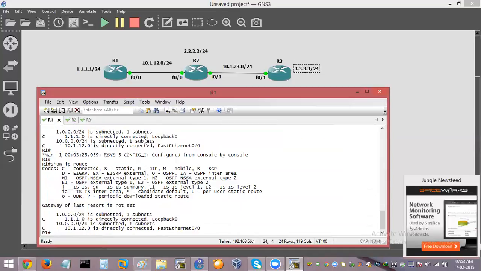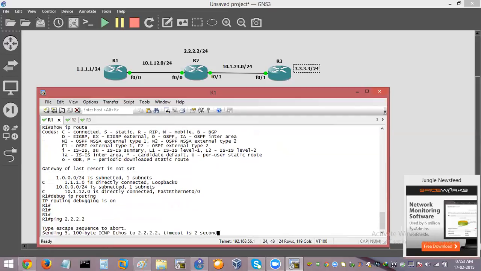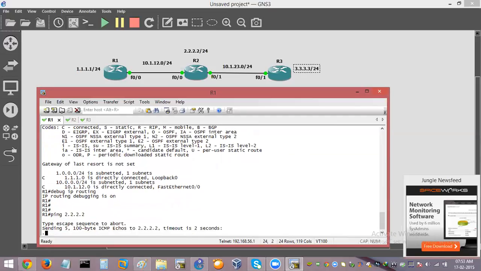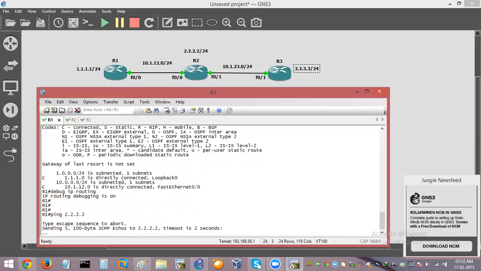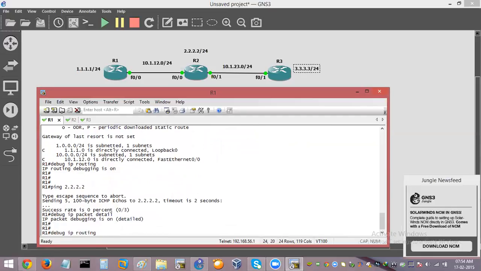So why do we need routing on these devices right now? Because R1 cannot reach 2.2.2.2. If I enable debug ip routing, remember, whenever you don't have a route in the routing table, the ping or any communication is never going to happen. Checking 2.2.2.2, this will tell me the packet is unroutable. I have to actually say debug ip packet detail, not this debug.